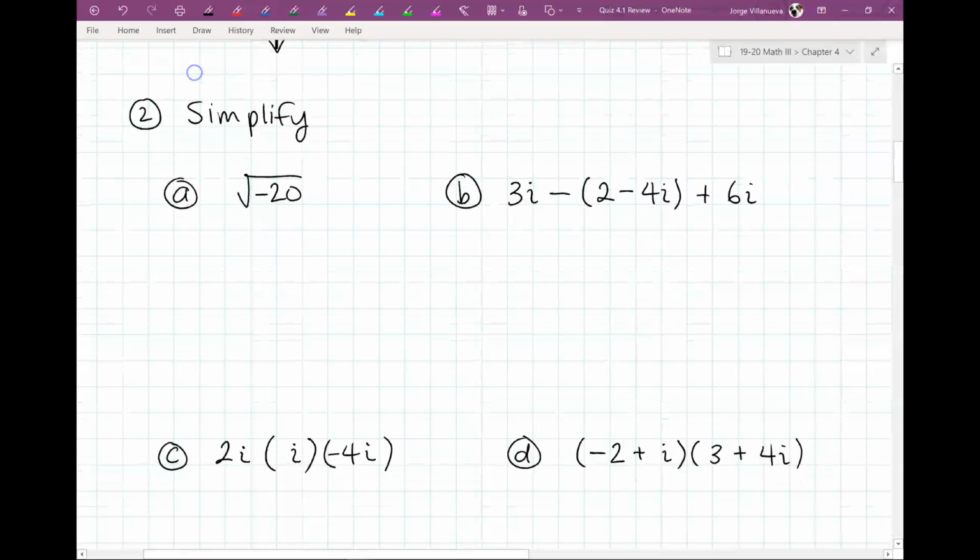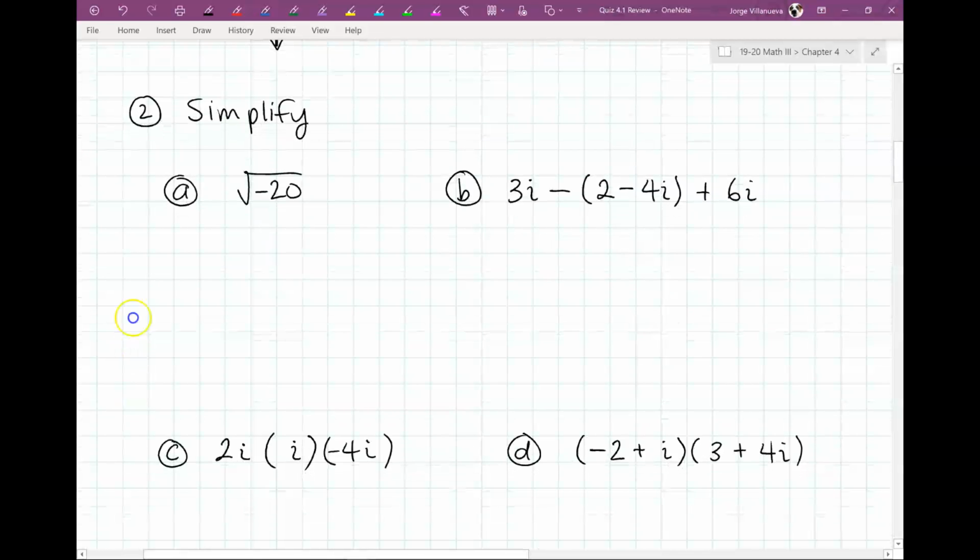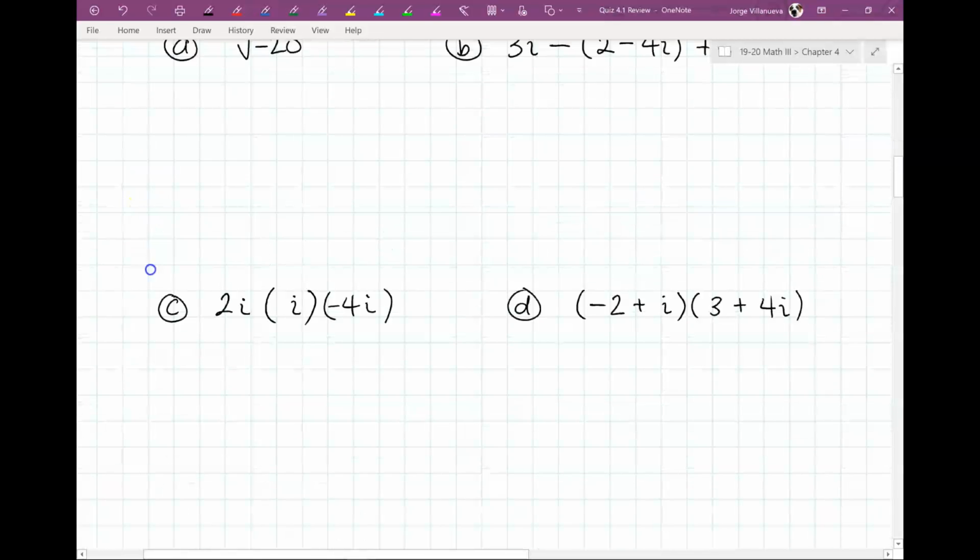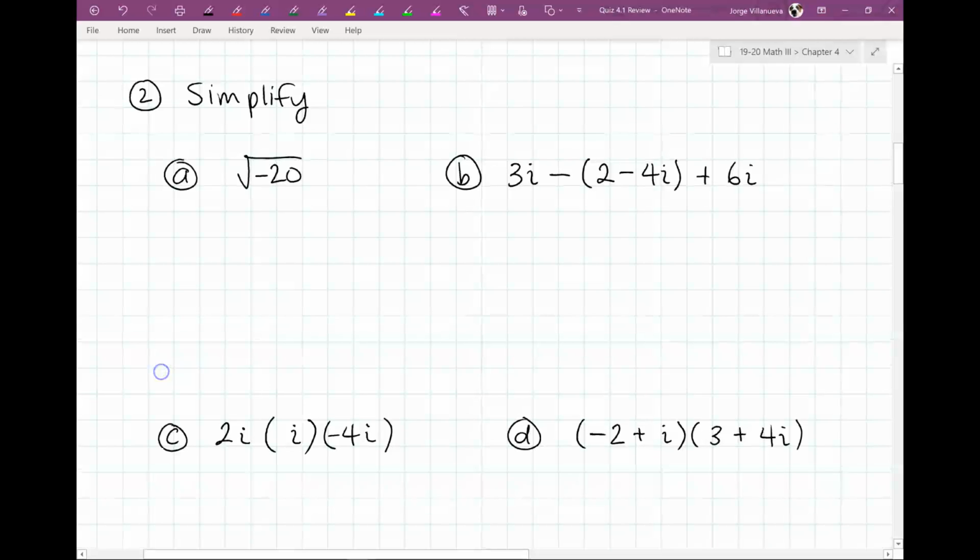Now question 2 says simplify. You're going to notice there's an A, B, C, D because there are several parts to the simplify section. The very first thing that we're going to do is part A. Remember, when you see a negative inside of a square root, the first thing you do is take it out by taking out an i, right? Because that gets rid of the square root of -1.